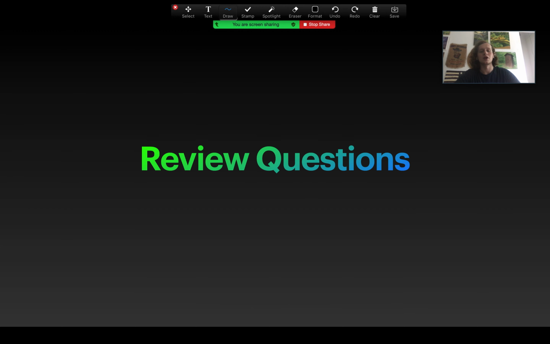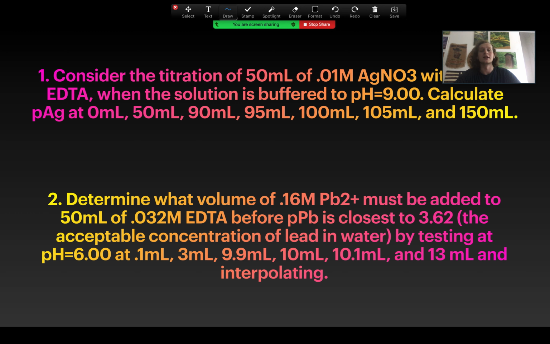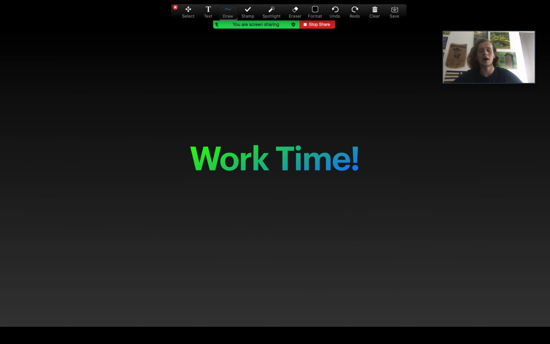So, review questions. These are questions that we're going to answer today. Consider the titration of 50 milliliters of 0.01 molar silver nitrate with EDTA at a pH of 9 at these different volumes. And then the reverse, where we switch the analyte and the titrant: 1.6 molar lead ion solution added to 50 milliliters of 0.032 molar EDTA. I want to get to a pL of 3.62 at a pH of 6. Consider these different points, and we can interpolate to find that particular number. All right, work time, so go ahead and take a second to do your work.